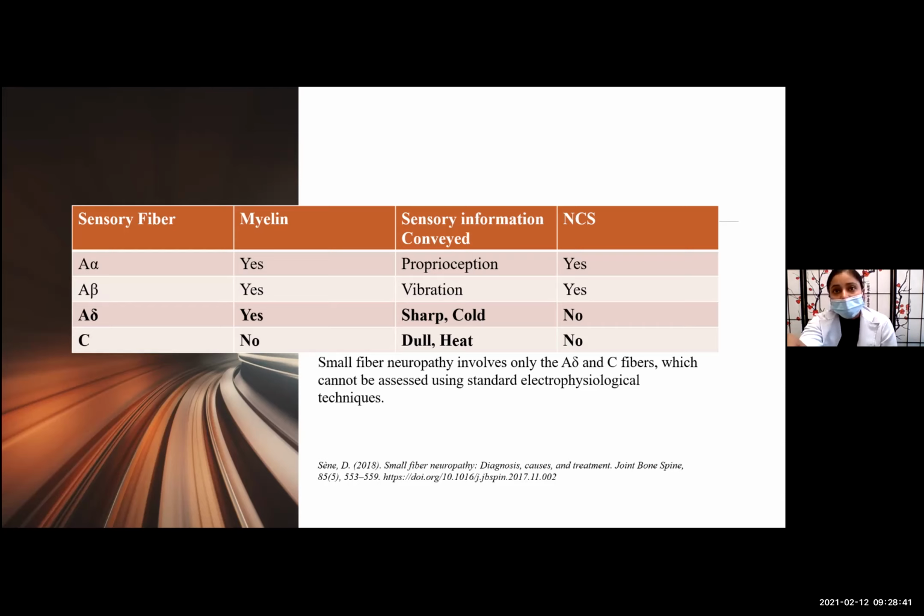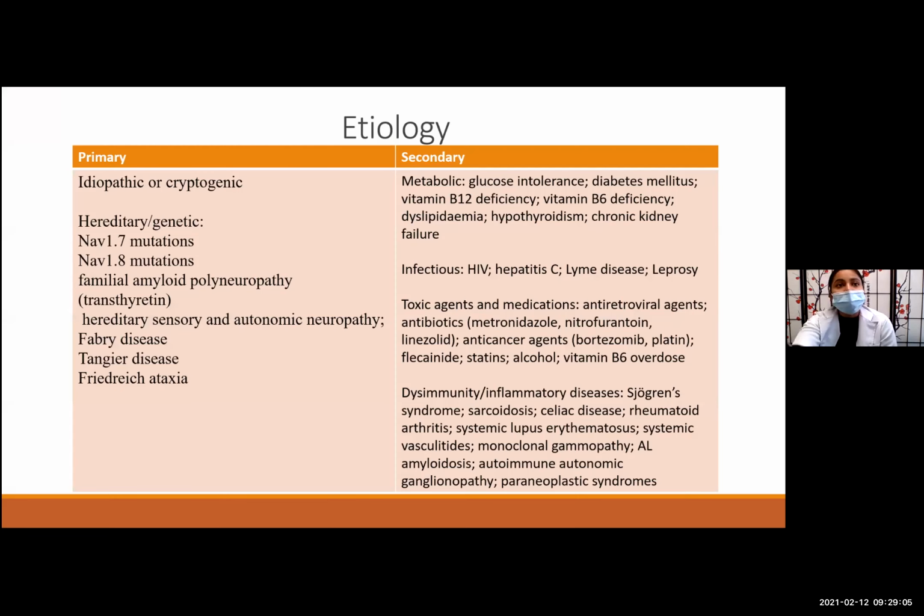Nerve conduction studies and electromyography will be normal when we assess for small fiber neuropathy most of the time. And if there is any abnormality on nerve conduction studies or electromyography, it would usually be the larger nerve fibers like A alpha and A beta fibers, which detect proprioception and vibration. So moving on.